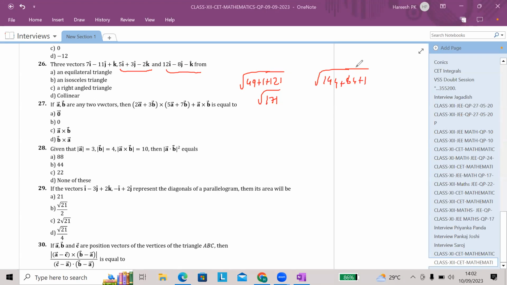Are they going to be right angle triangles? Let's see. How much is this? This is going to be root of 25 plus 13, which is 38. And this is going to be 209. So obviously, when you square this and square this and add both, you'll get this. So it's a right angle triangle.